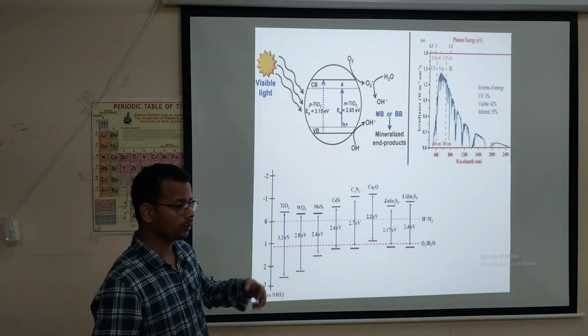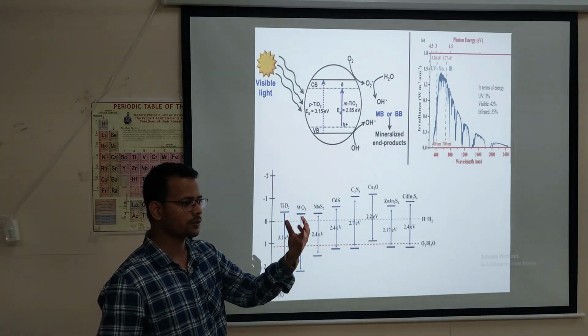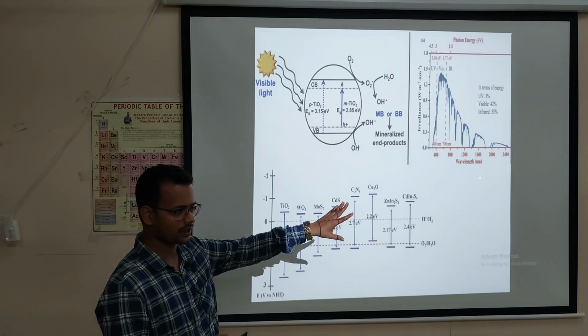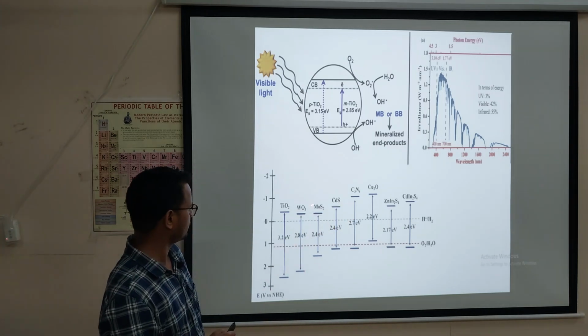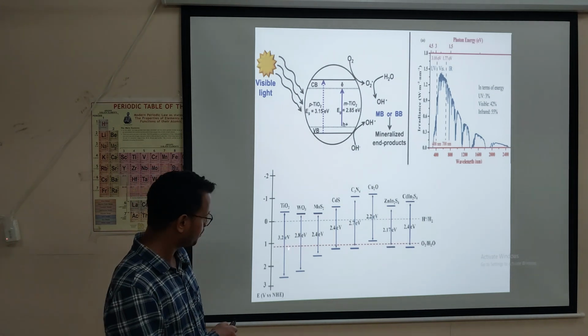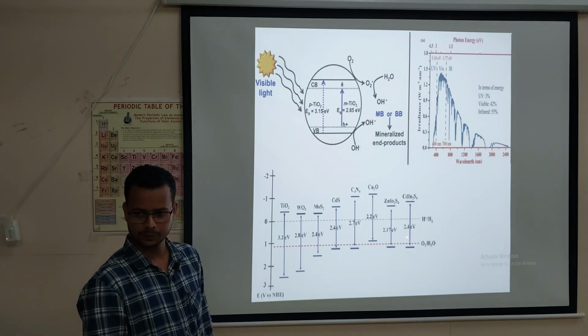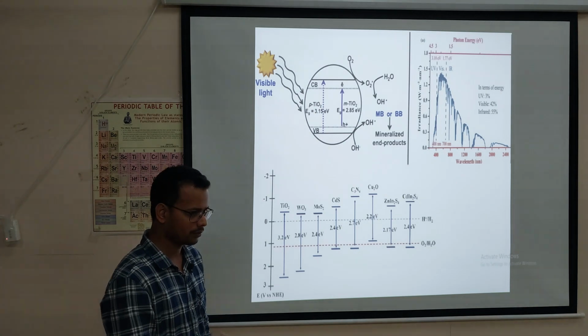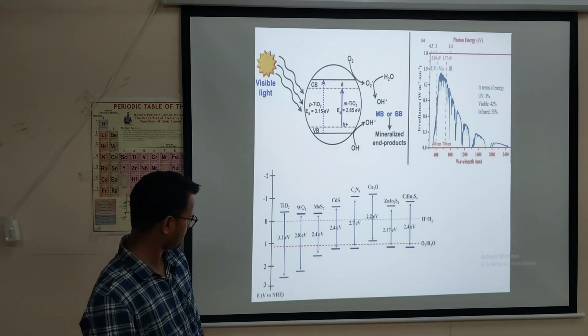Why are we trying to make our material more visible-light active? This is the reason, because visible light is more active. And these are different types of materials, and different types of materials have different band gaps. Clear?